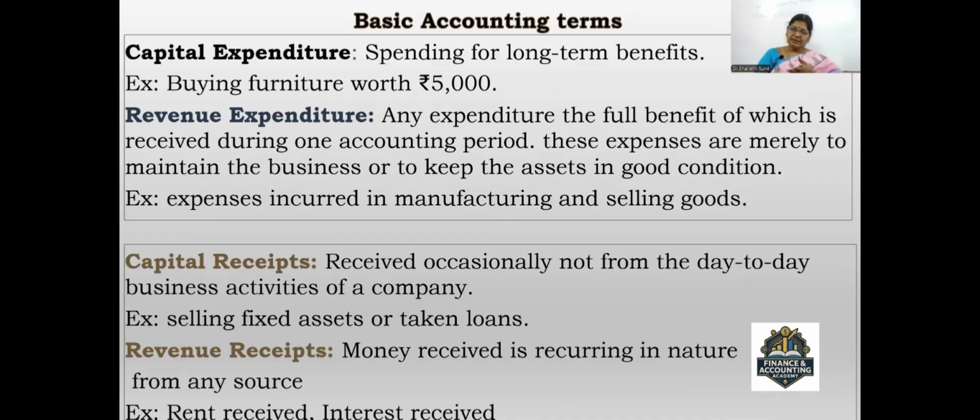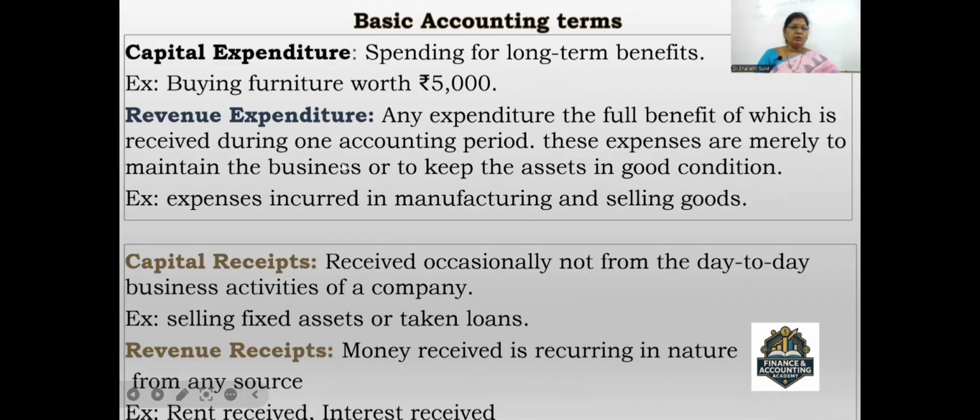So these samples or advertisement cost, or rent we pay for an office building or factory building, or insurance, audit fees, all these expenses that we incur for only 1 year, meaning the benefit of which will be for only 1 year, are called revenue expenses, meaning revenue expenditure. Why are these expenses met? These expenses are basically to maintain the business or to keep the assets in good condition.